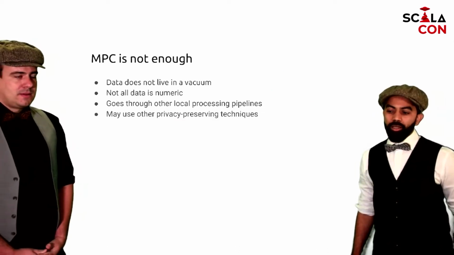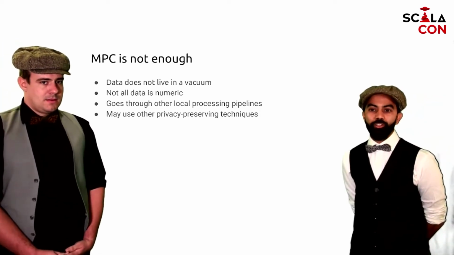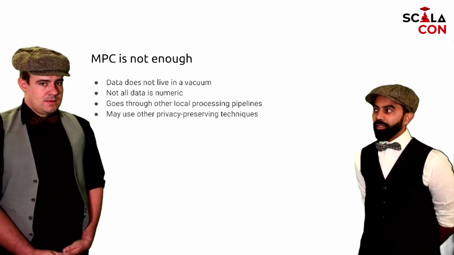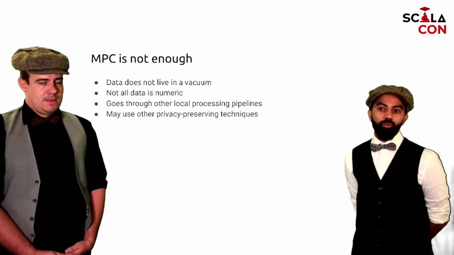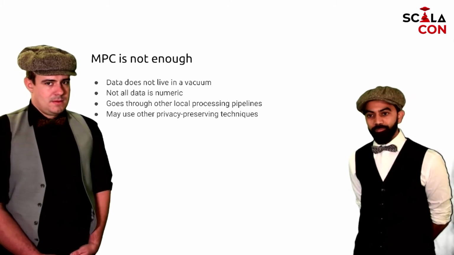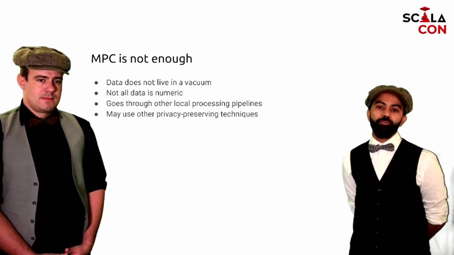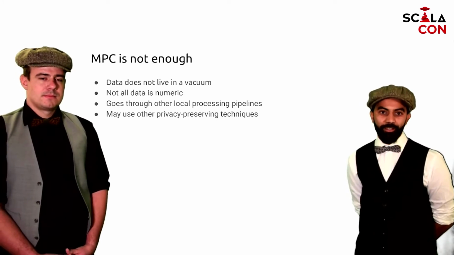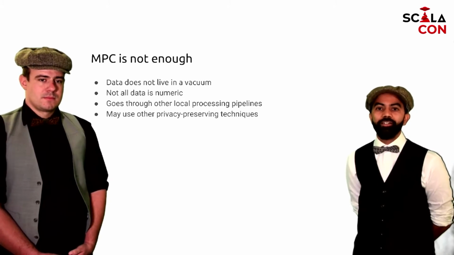So, as Jakob has said, MPC allows you to approximate any function. So you can do a lot of interesting machine learning things. But in general, MPC may not be enough, and for different reasons, really. One thing is that data does not live in a vacuum. To get into MPC, you need to first convert your data into some numeric form. So this numeric conversion needs to happen outside of an MPC context. So you need to potentially do some sort of local processing to get it done.